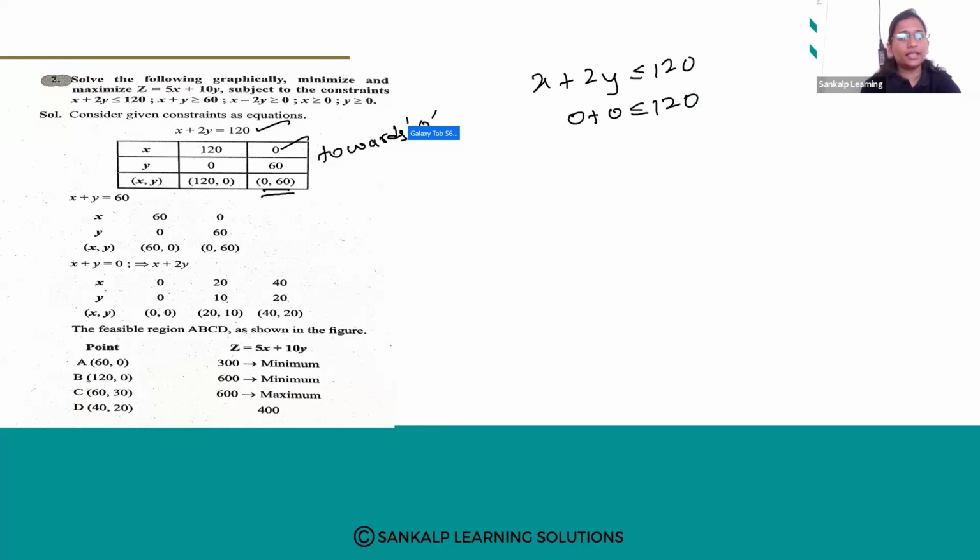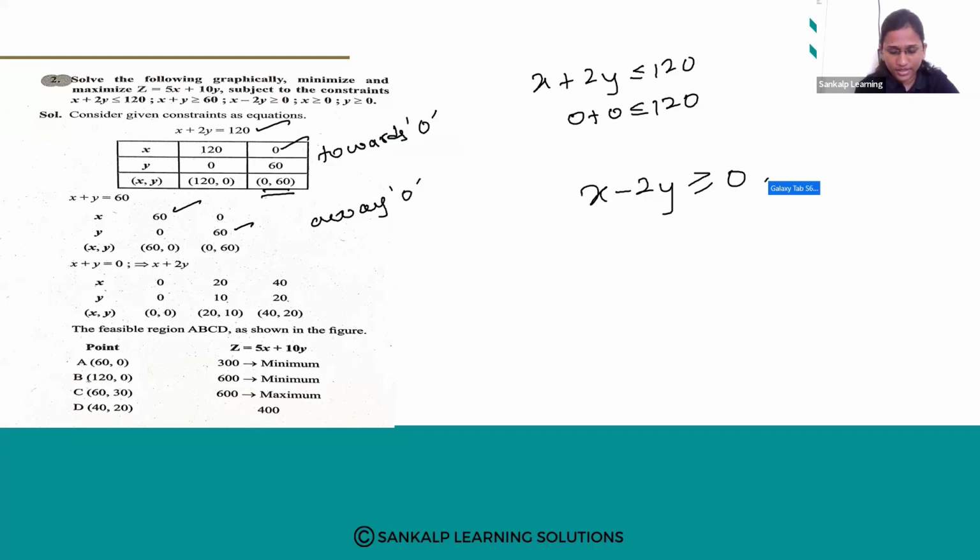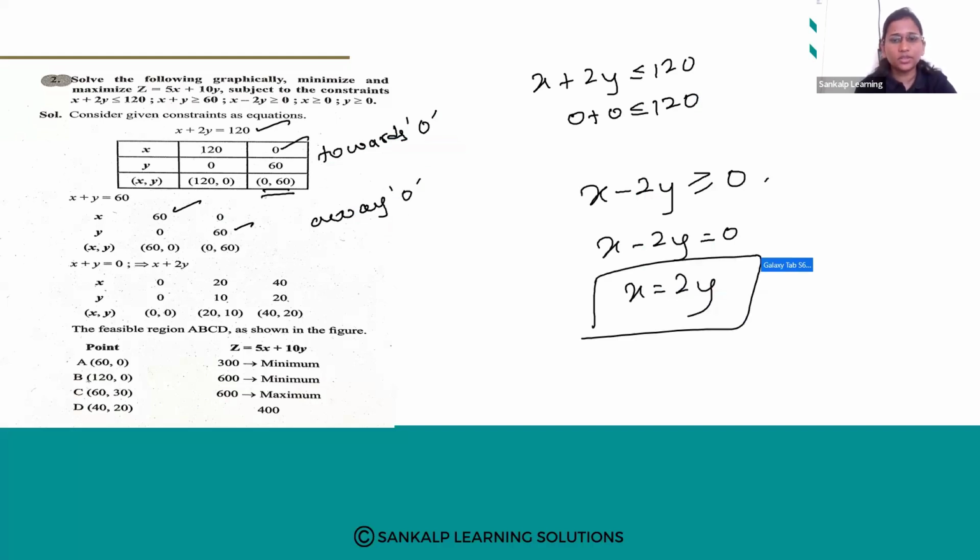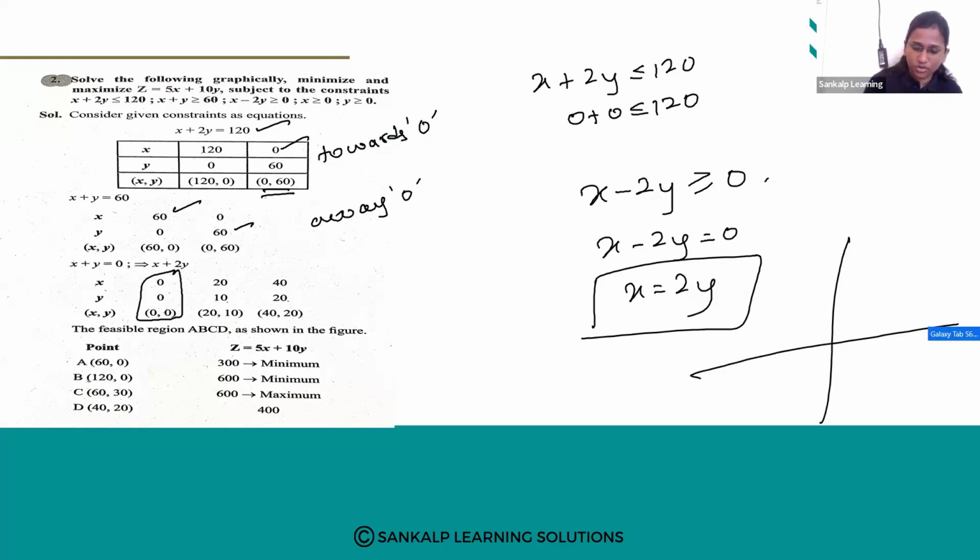Next constraint, x plus y greater than or equal to 60. Here x is 60, y is 60, and since it is greater than or equal to 0, the solution is away from the origin. Third constraint, x minus 2y is greater than or equal to 0. If you take the equality, it comes like this, x equals 2y. If x is 0, y is 0, that means it is a line that passes through the origin. Since it passes through the origin, the concept of away or towards does not arise. So it is a line.